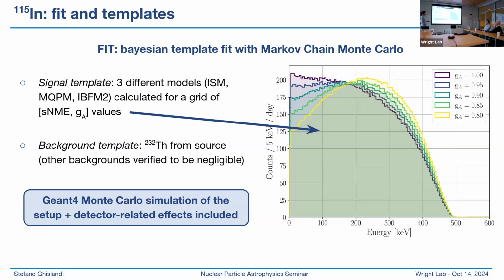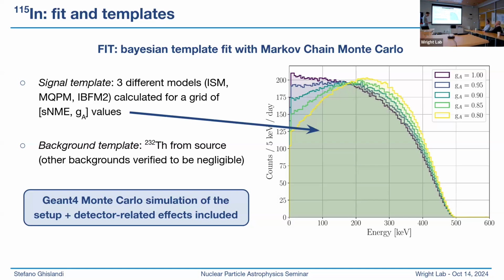And these templates have been calculated for a grid of values of the axial coupling and the small nuclear matrix element. So the axial coupling is making the shape vary, and the small nuclear matrix element is making the half-life vary. And as you can see, as I was telling you before, for forbidden beta decays, the shape is really changing a lot, while the GA is not changing so much. So we are very sensitive to this.